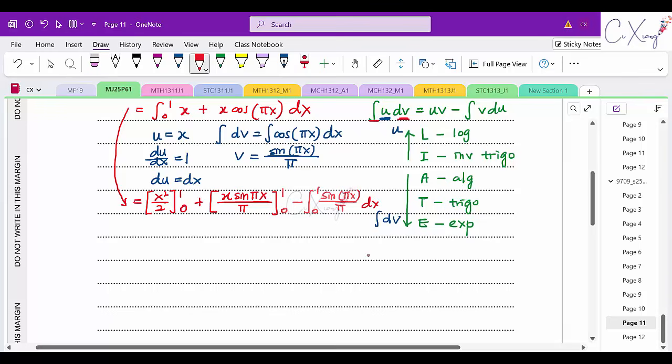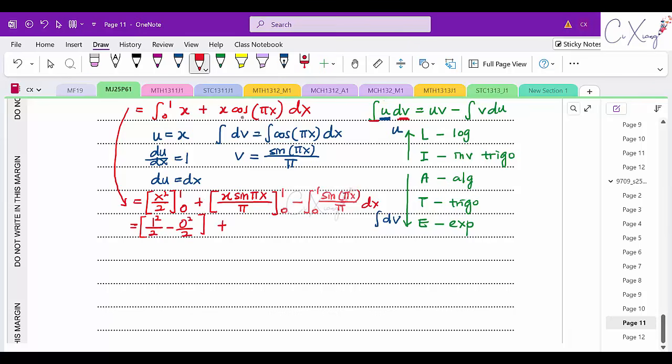Okay, and now next one, what do I get here? Substitute 1 into your equation. You have 1 squared over 2 minus 0 squared over 2. Okay, then plus, for this one, you'll have 1 sine pi over pi minus 0 sine 0 over pi. Then how about the last term here? So for the last term, now you want to integrate it. The 1 over pi is a constant, right? So I just copy. What's the general formula for you to integrate sine mx?